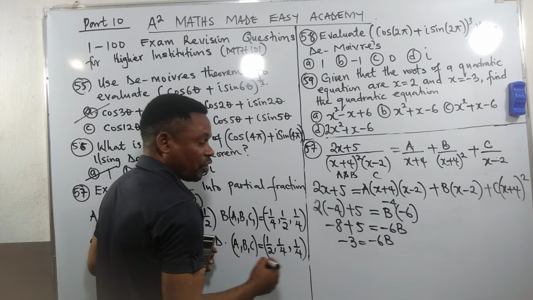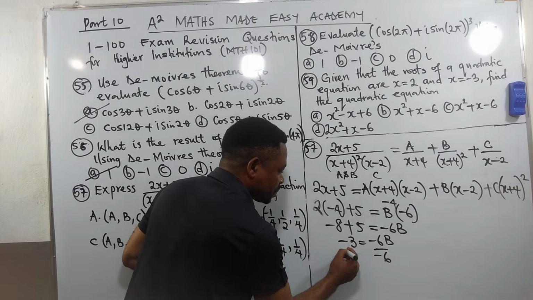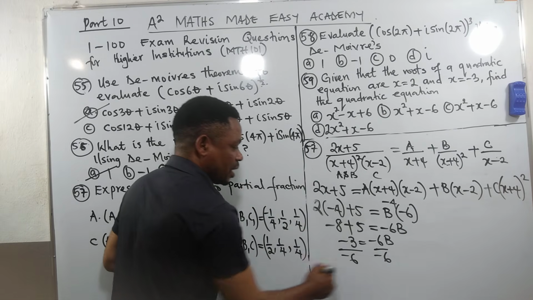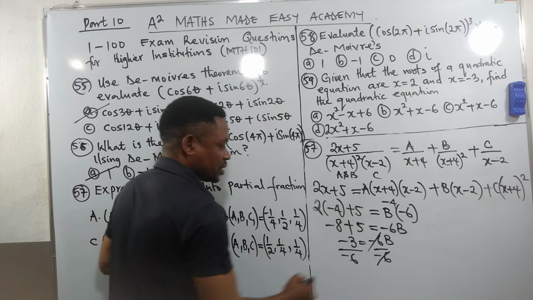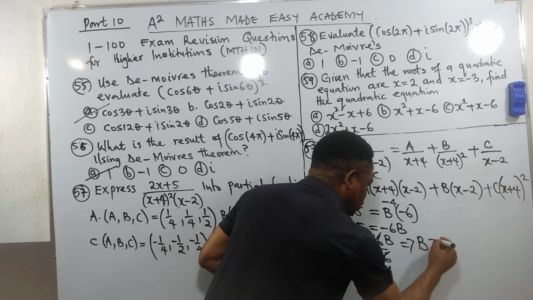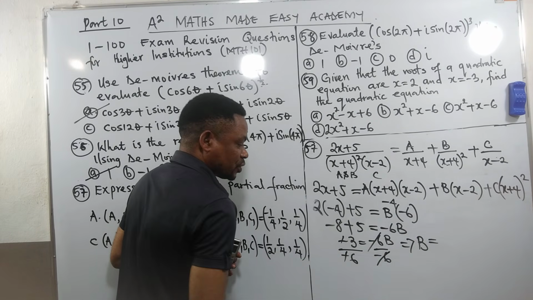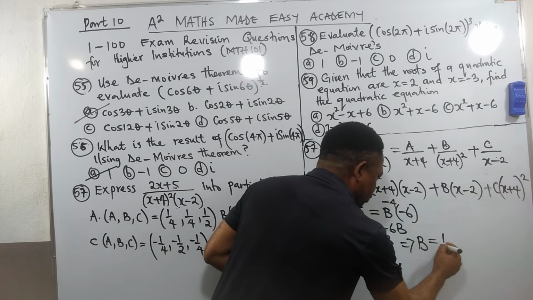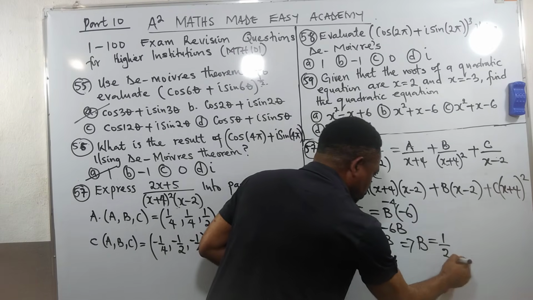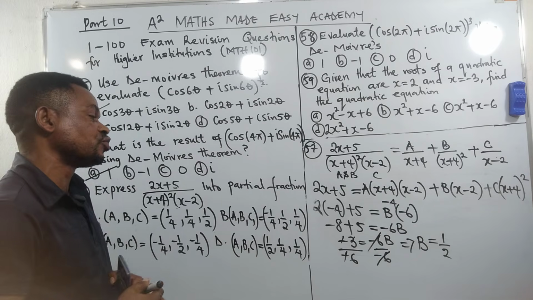Make b subject of the formula. Divide this by minus 6, divide this by minus 6. Minus 6 will terminate minus 6. Now this implies that the value of b is equal to minus 3 over minus 6. Minus will cancel minus. 3 by itself is 1, right? And 3 by this will give you 2. Now the value of b is 1 over 2.